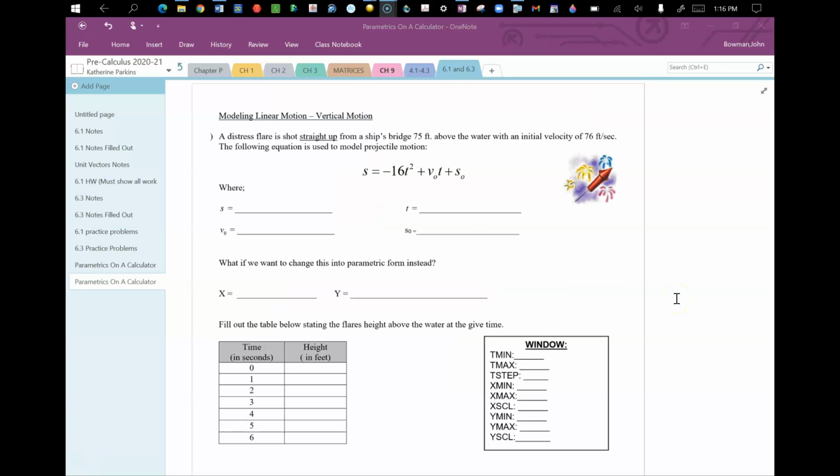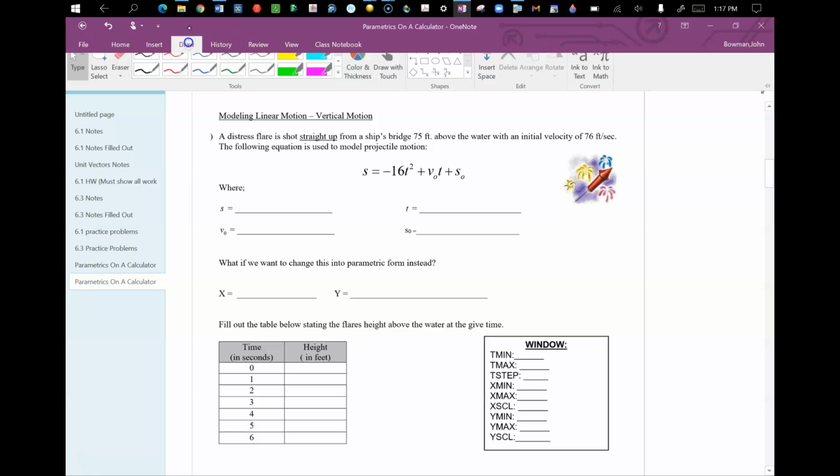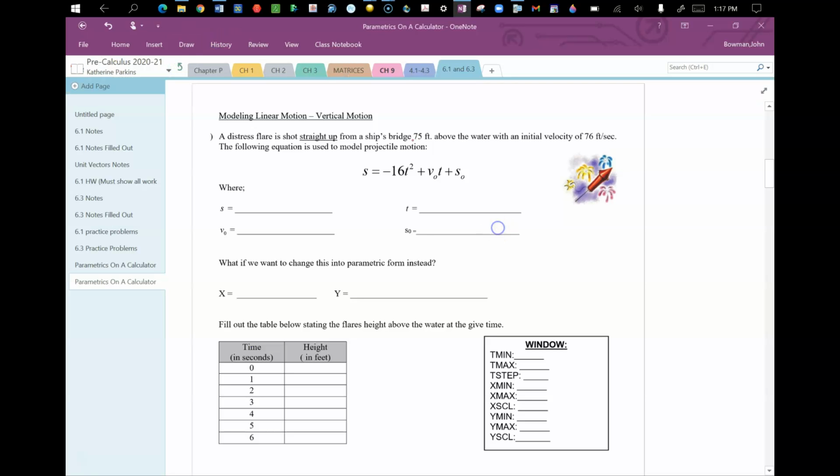The next example we want to talk about is a situation where we're shooting or throwing something straight up into the air. And in this case, we're shooting a flare up from a ship's bridge. So that's where the pilot actually drives the ship from. And it's 75 feet above water. It has an initial velocity of 76 feet per second.